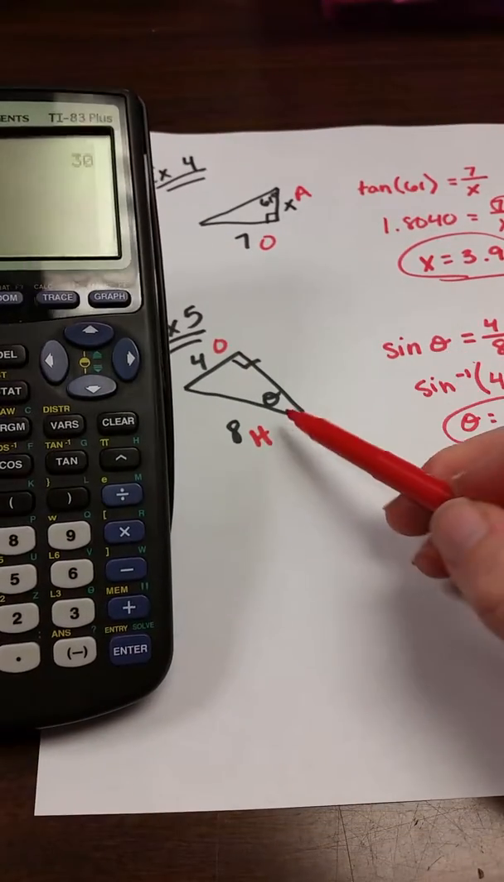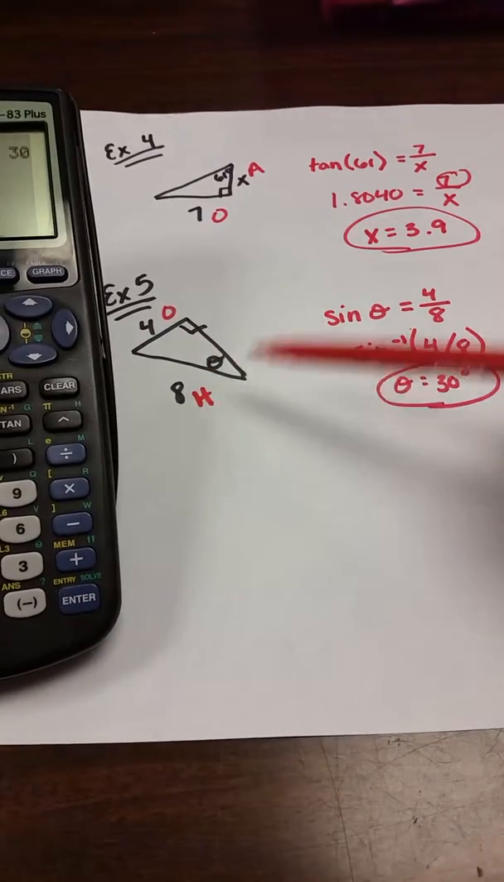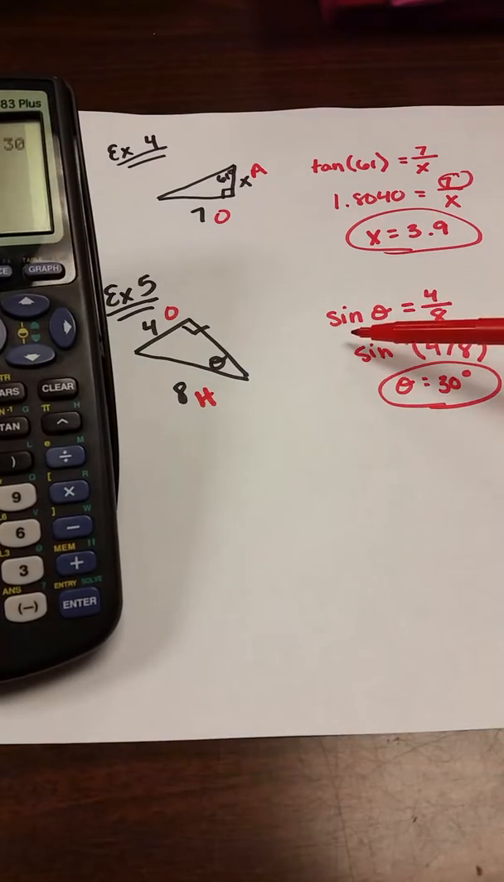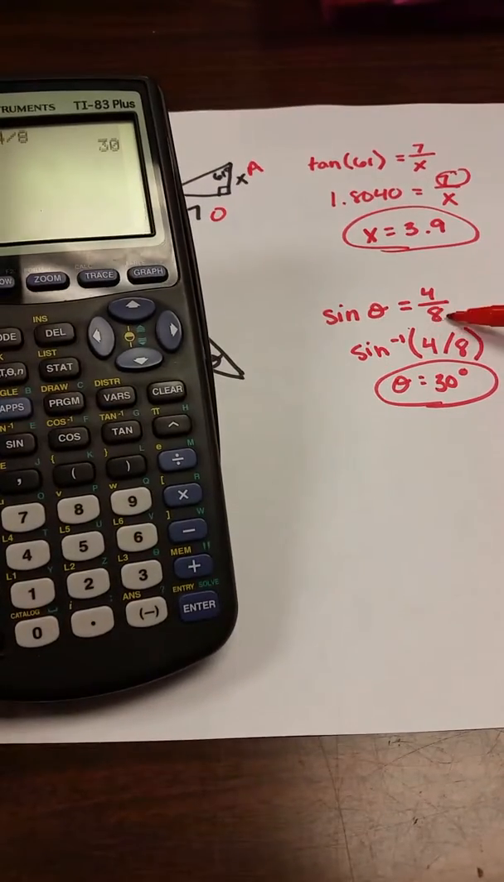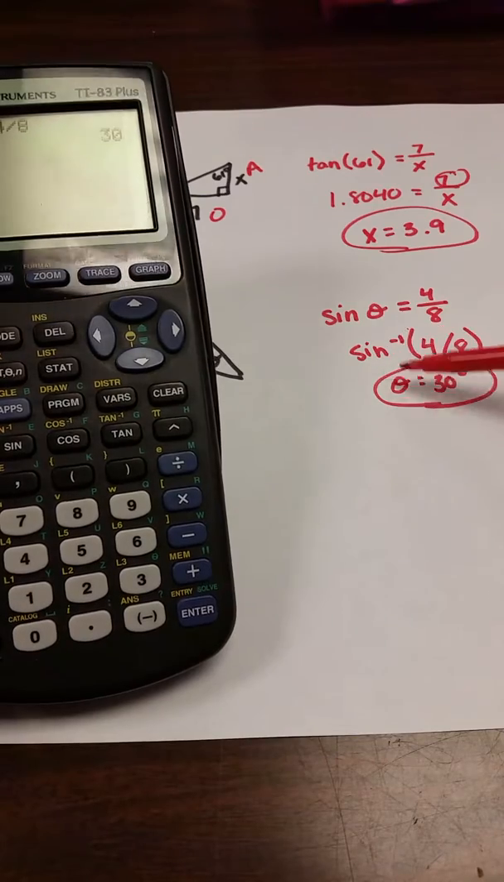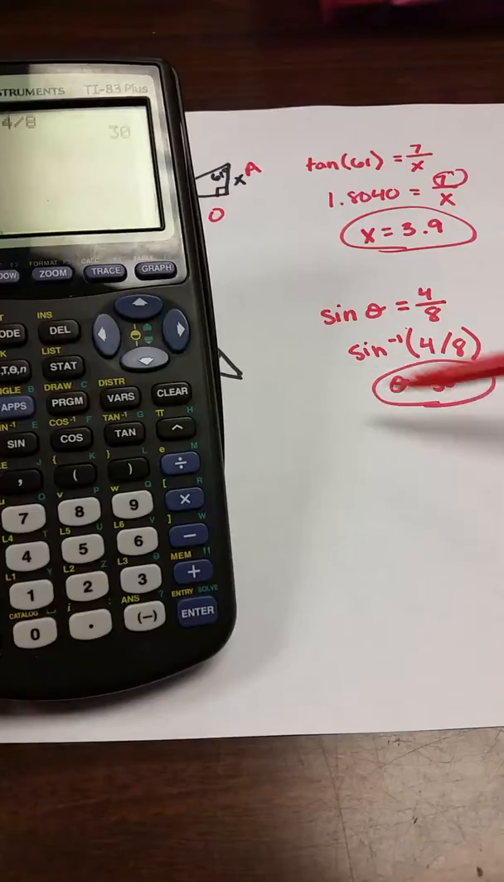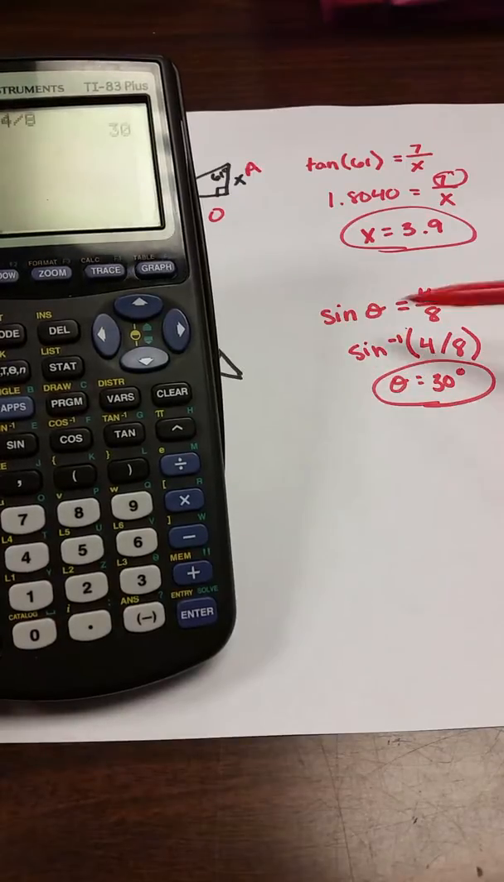So when your triangle looks like this and you're trying to find the angle, figure out what sides you have, figure out if you need to use sine, cosine, or tangent, and then once you set up your fraction, you're just going to do the inverse of that. So you could do the cosine inverse or tangent inverse and figure out your angle that way. So you use the inverses when you're trying to find the angle.